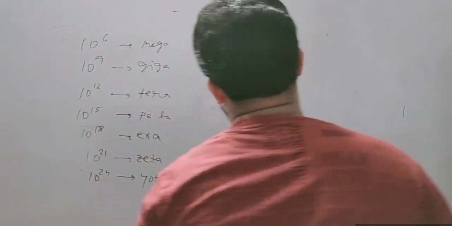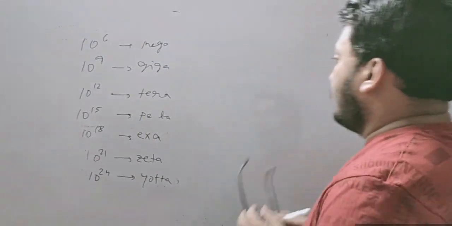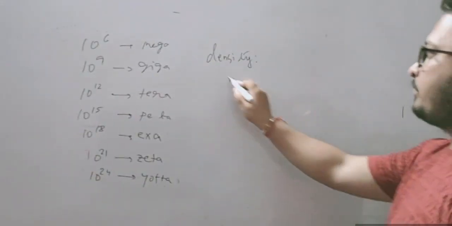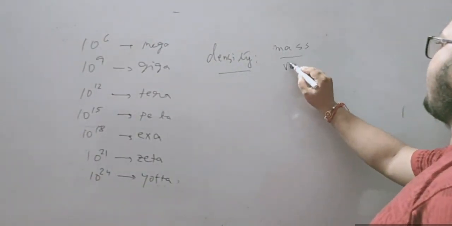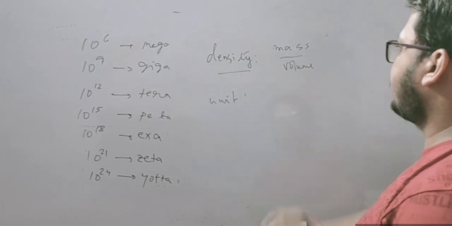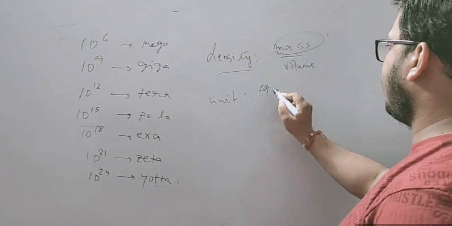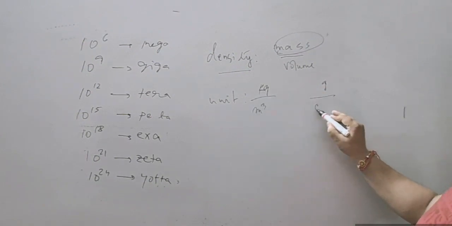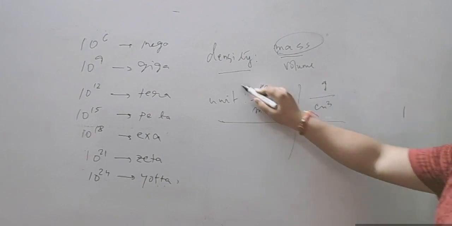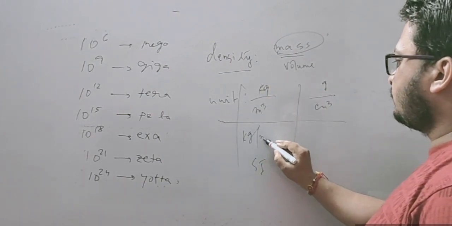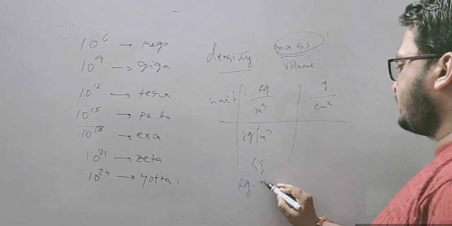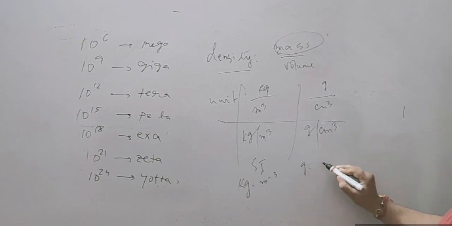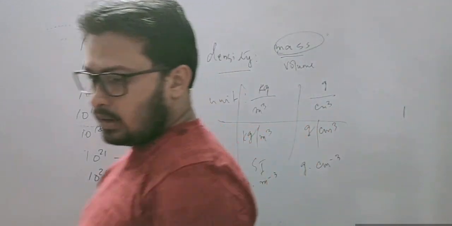Now I am talking about density. Density means mass by volume. The unit of mass may be kg or gram, and the unit of volume may be meter cube or centimeter cube. So the final unit of density in SI is kg per meter cube, or you can also write kg dot meter to the power minus 3, or gram per centimeter cube, or gram dot centimeter to the power minus 3, okay.